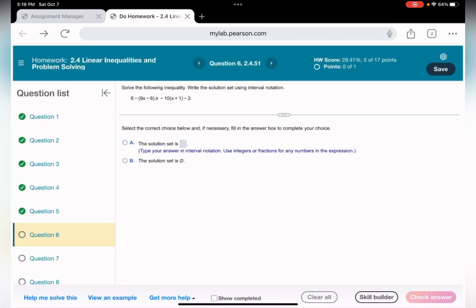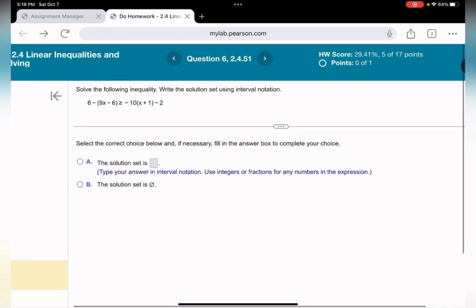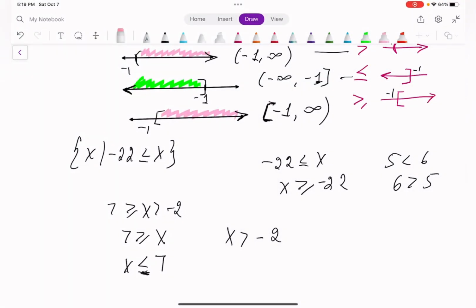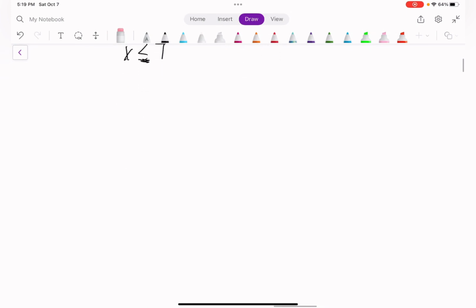Okay, question number 7. What do we need to do? Solve the following inequality. Now we are going to solve the inequality. Write the solution set using interval notation. All right. Let me solve it first. How are we going to solve an inequality? We're going to solve exactly the same way as we solve an equation, but there is one trick I will tell you when we face it.